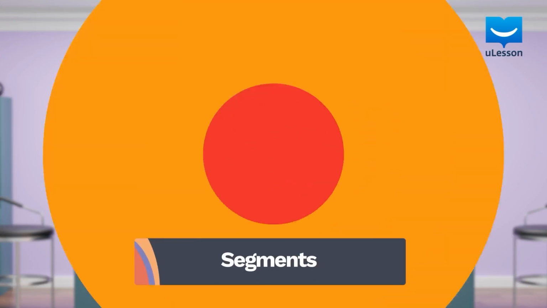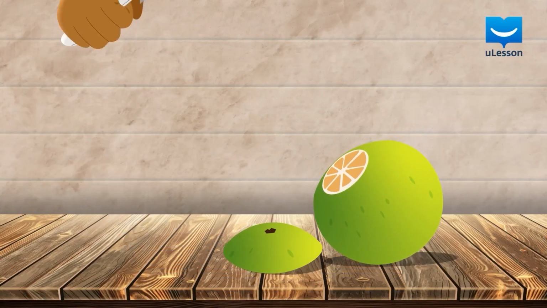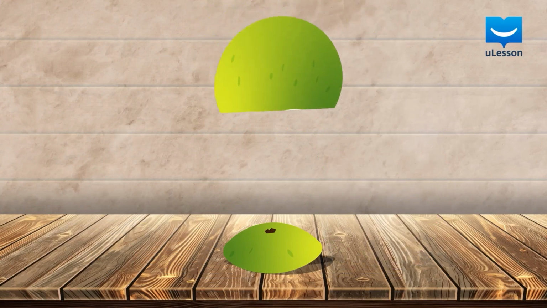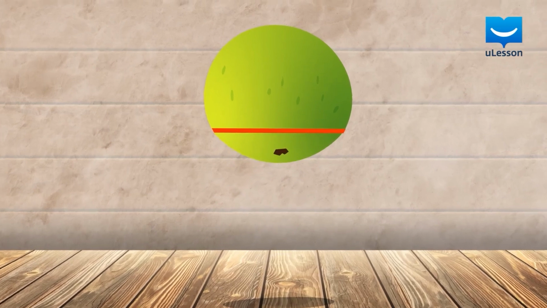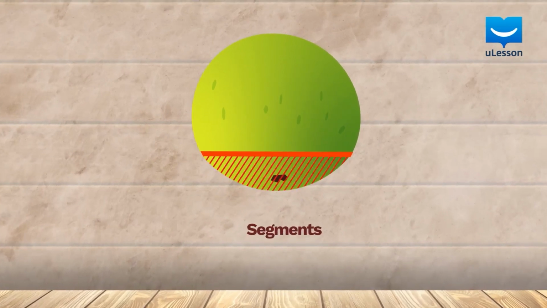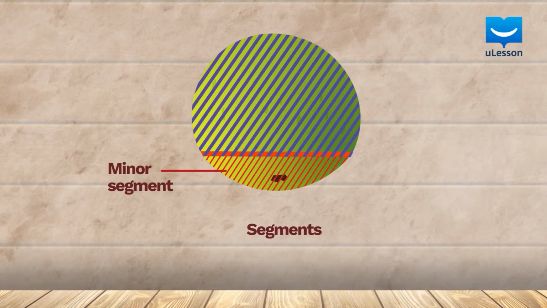Another result of the presence of chords are segments. Just as you know, a chord divides a circle into parts. These parts are what we call the segments. The smaller segment is the minor segment, while the bigger segment is called the major segment.